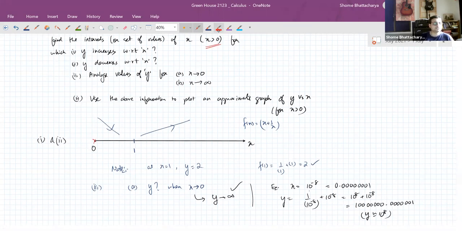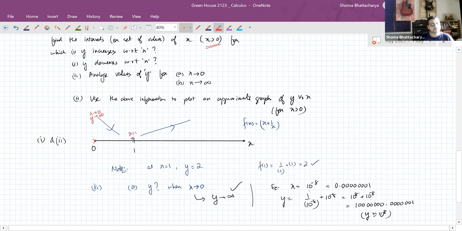So that means on this number line, you analyze that as x tends to 0, what is happening to y? It is tending to infinity. Okay. And then over here at x equal to 1, what is the value of y? It's equal to 2. And then again, it starts increasing.